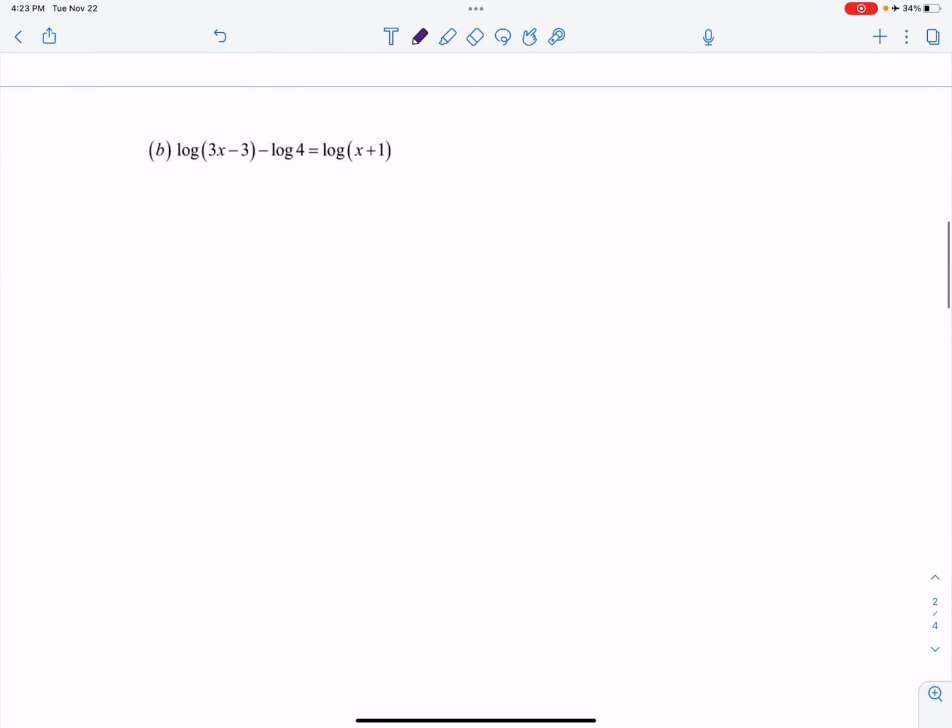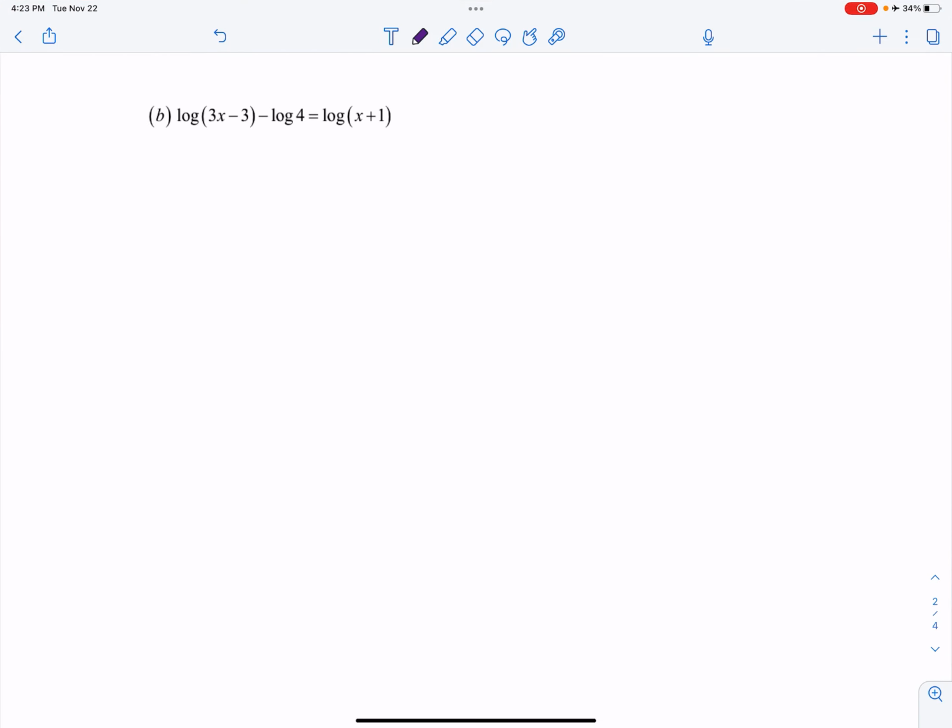Let's do another one. All right, we've got log of 3x minus 3 minus log of 4 equals log of x plus 1. Again, I want to start with my domain, just so that way no matter what I find as my answer, I can make sure that it's even worth looking at.